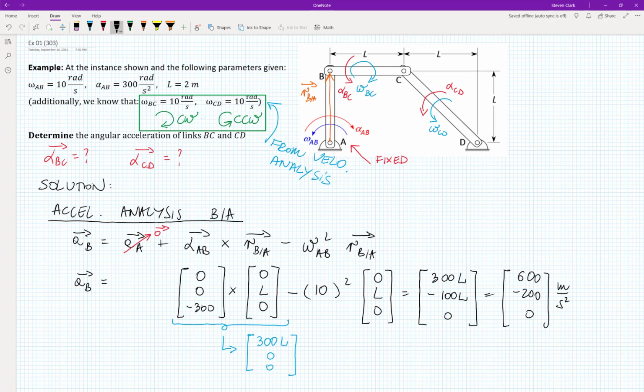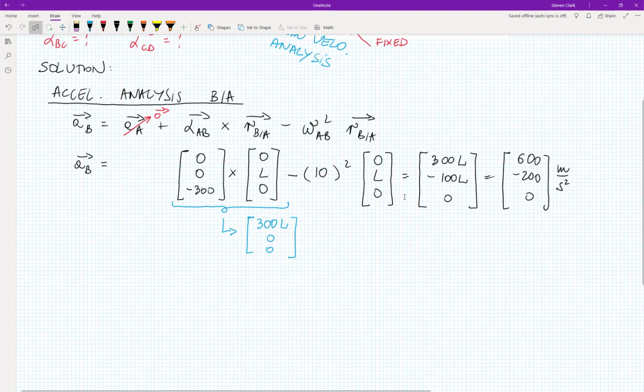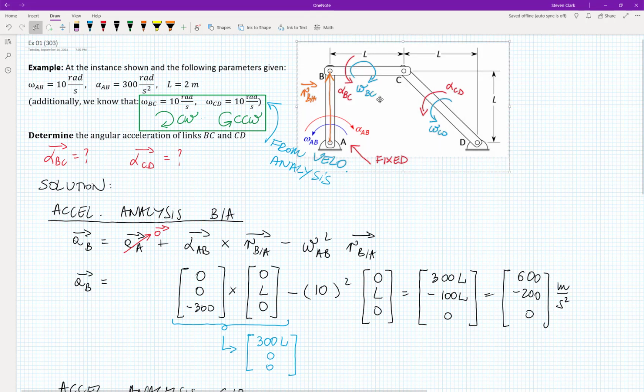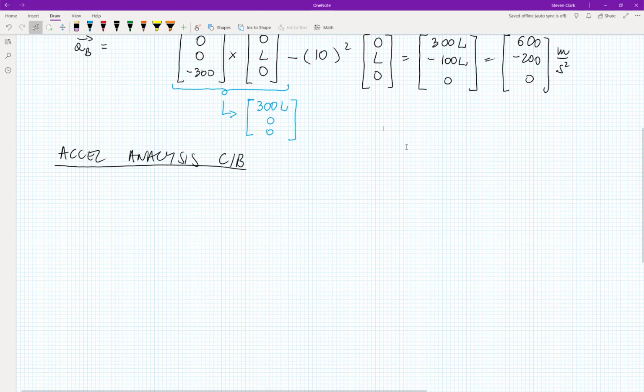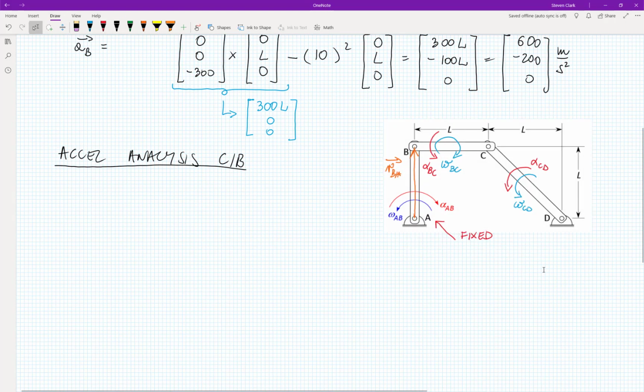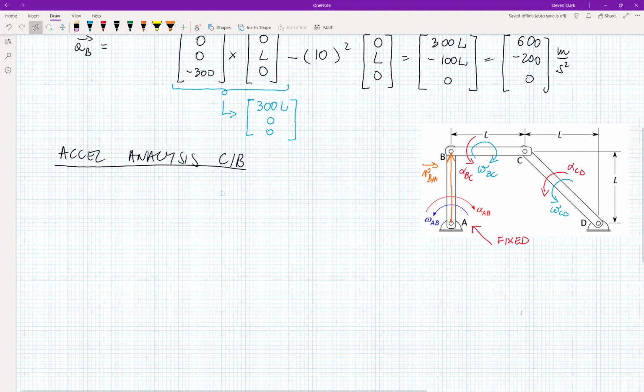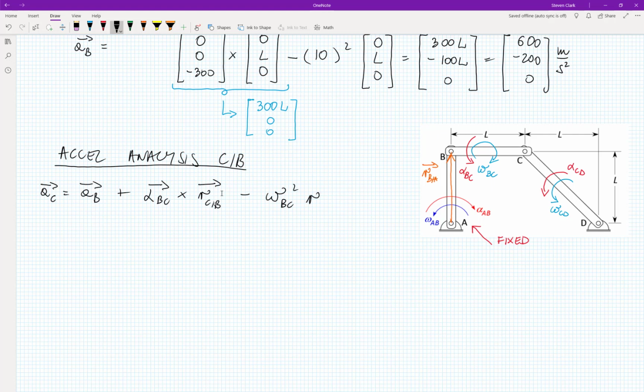Let's move forward. Yeah, let's move along our linkage. Now let's focus on acceleration analysis between C and B. I will copy that drawing here, okay? I like to have that drawing on the board. Let's say here. Okay, so I want to write down this expression. AC is equal to AB plus alpha BC times RCB minus omega BC squared RCB.